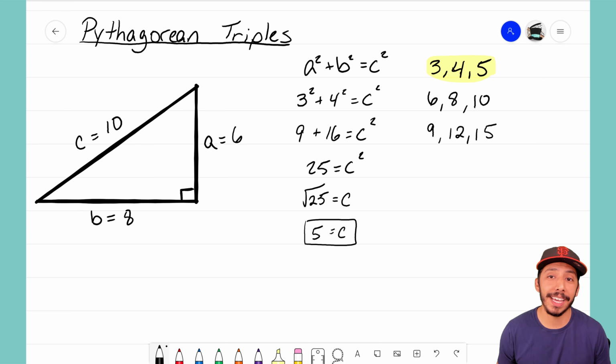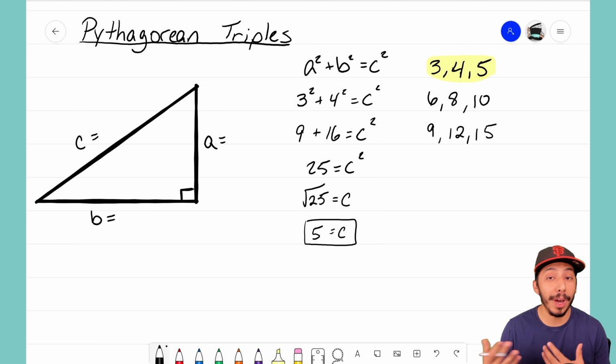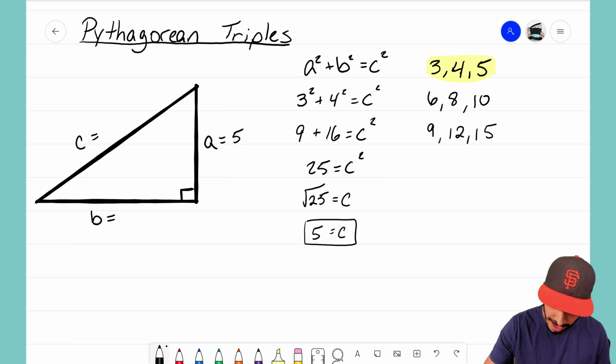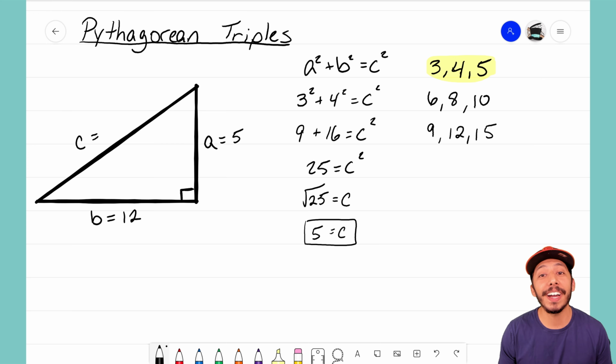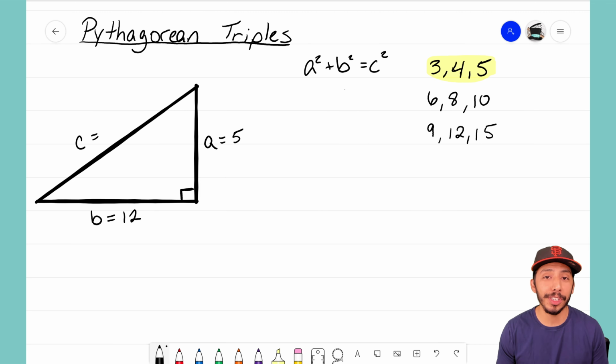But there is another one that does show up that is also quite common, almost as common as the 3, 4, 5 triangle. And that is when you have A is 5 and B equals 12. And if we want to find out what C is, I'll actually show you one more time how Pythagorean's theorem works. We can solve for that side C and figure out another Pythagorean triple.